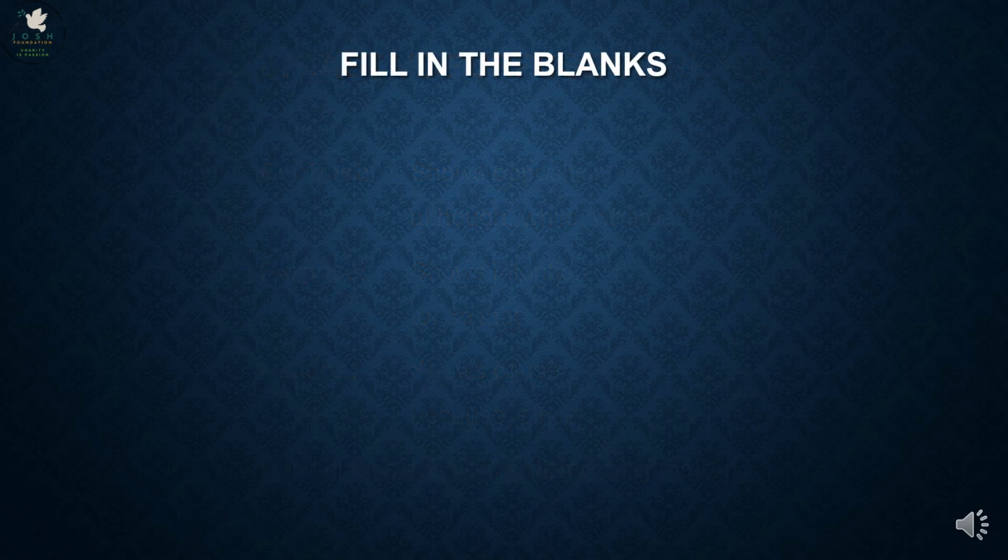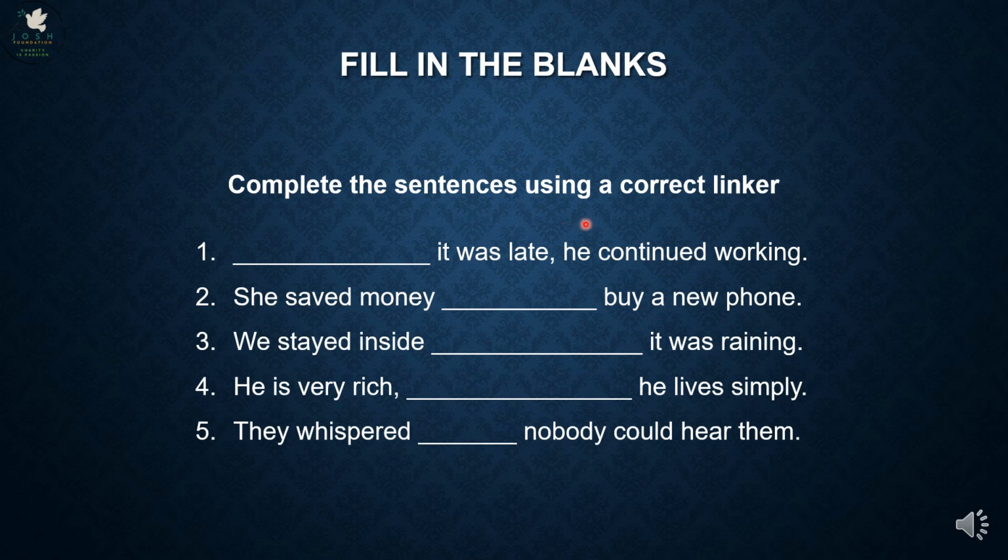Let's fill in the blanks here. You're going to complete the sentence using the correct linker. When I say linker, I mean the linking word. It can be a clause of contrast, clause of reason, or clause of purpose, depending on the sentence. Dash dash, it was late, he continued working. She saved money, dash dash, buy a new phone. We stayed inside, dash dash, it was raining. He is very rich, dash dash, he lives simply. They whispered, dash dash, nobody could hear them.